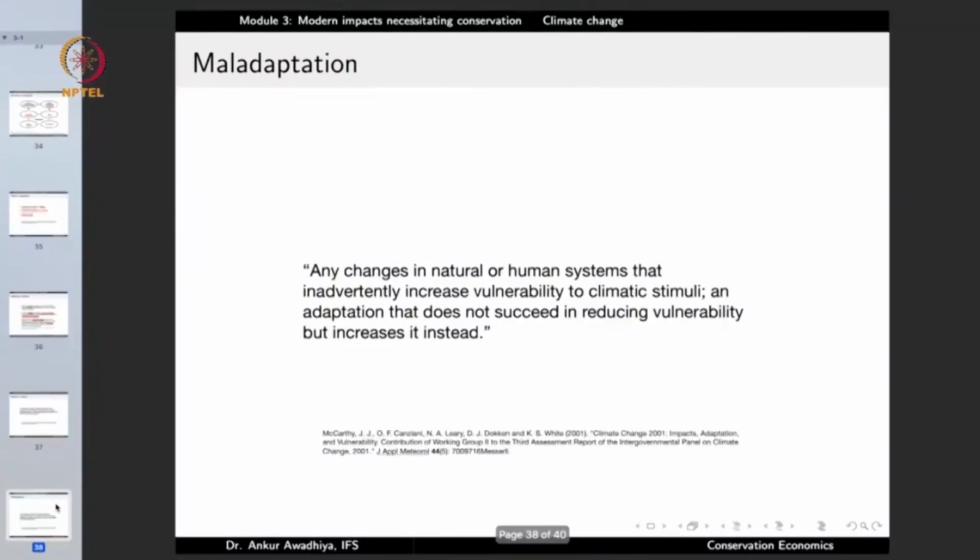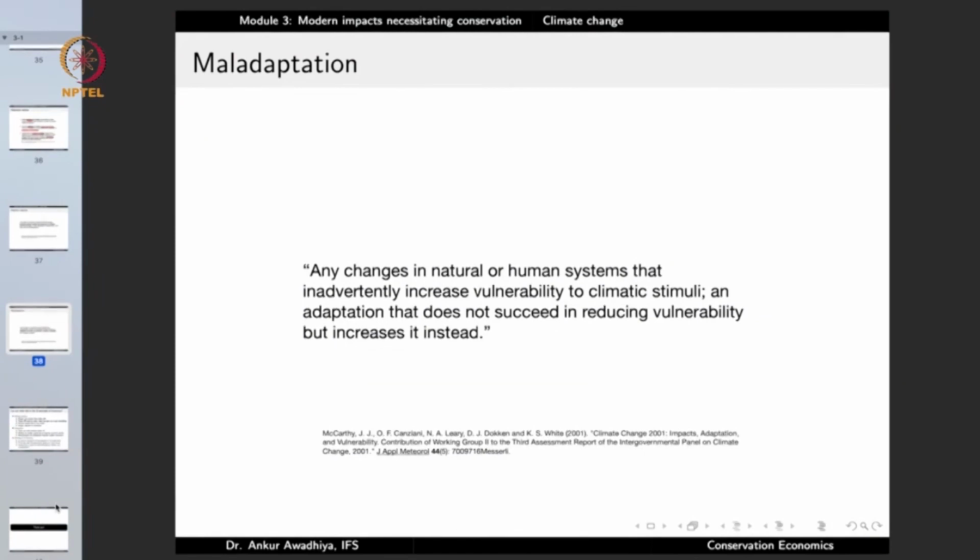If you try to do an adaptation that is greater than the capacity, then probably you will bring harm to the system. And in that case, we will say that we have gone through a maladaptation. Any change in the natural or human systems that inadvertently increases the vulnerability to climatic stimuli, an adaptation that does not succeed in reducing vulnerability but increases it instead.